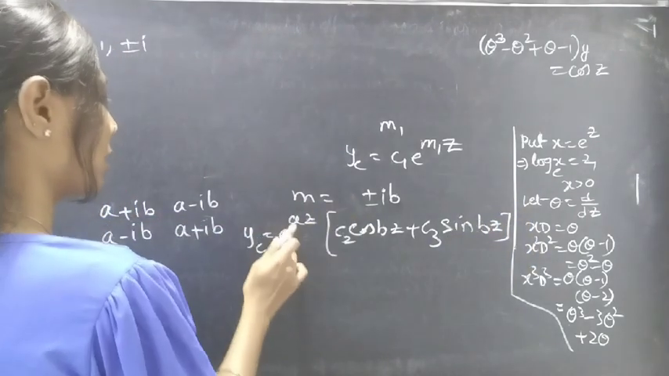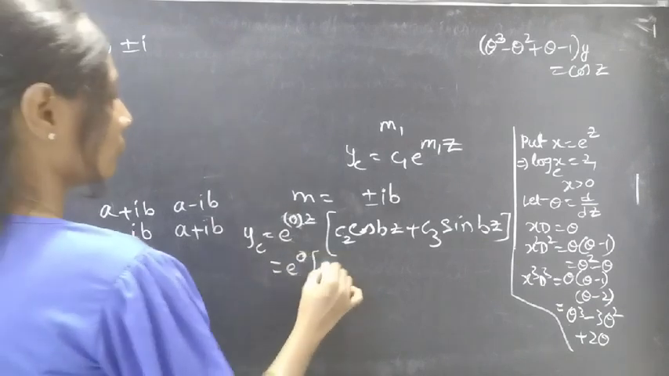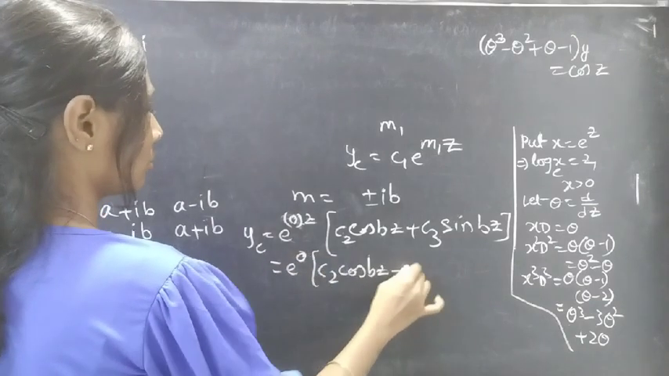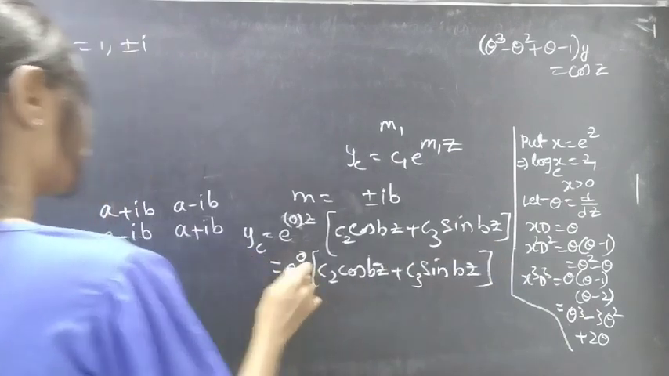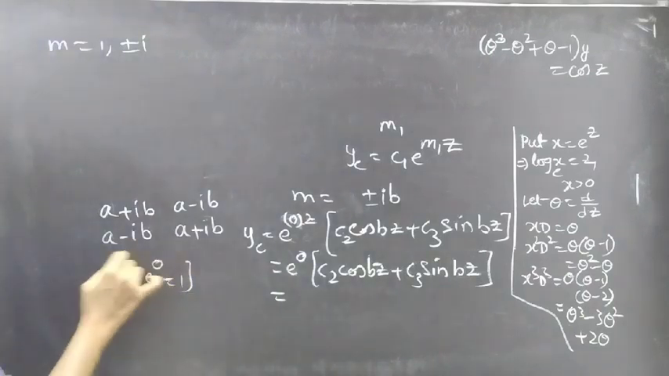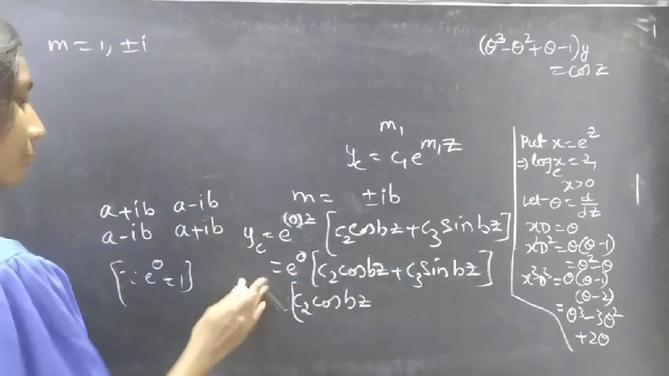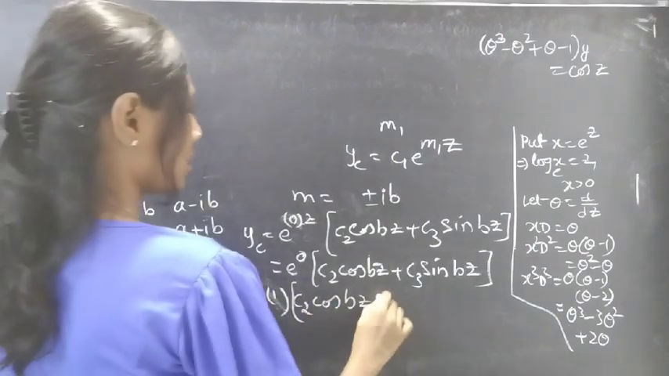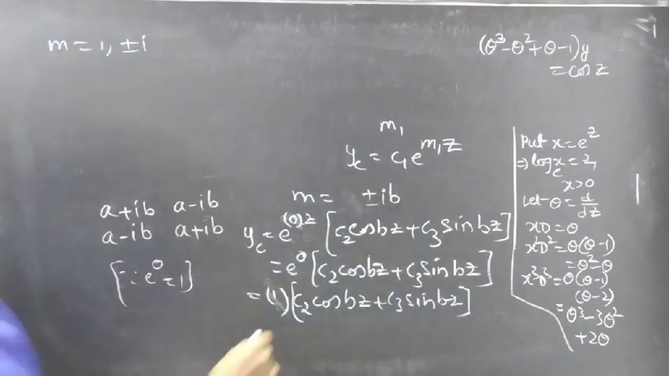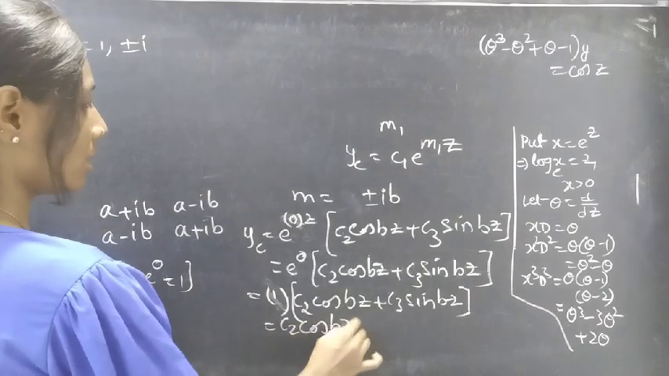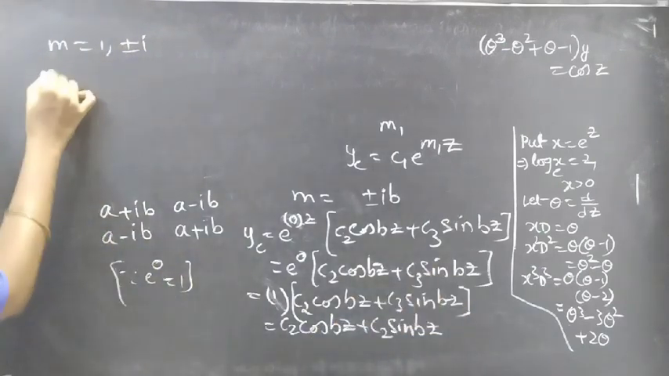In case a is 0, we'll get e power 0 into z, which is e power 0, right? Into c2 cos bz plus c3 sin bz. We know that e power 0 is 1, so this becomes 1 into c2 cos bz plus c3 sin bz, right? Which equals c2 cos bz plus c3 sin bz. Now coming to our complementary function.